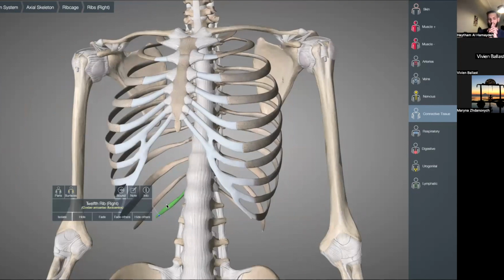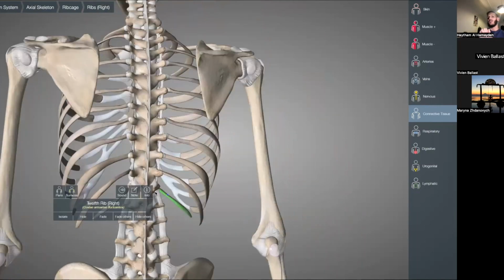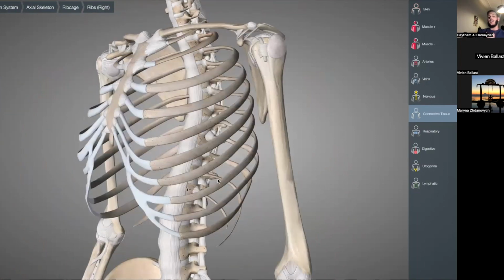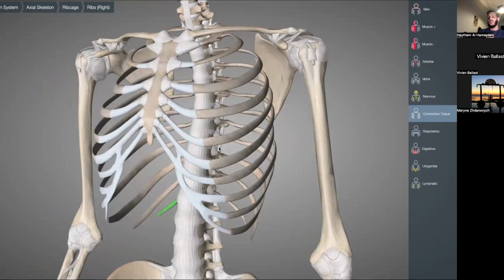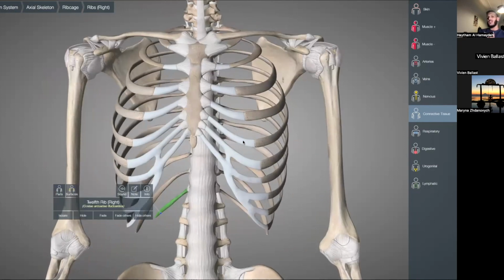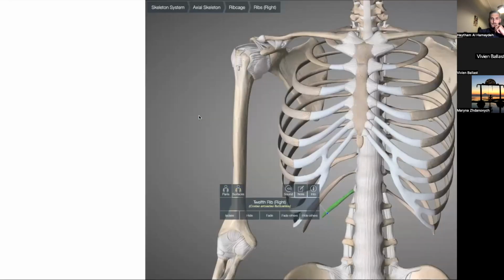By the way, does the head of the rib articulate with the vertebra or with the sternum? Good question. The head of the rib articulates with the vertebra. And the sternal end of the rib articulates with costal cartilages that then articulate with the sternum. Now, your comment is going to be our next point.